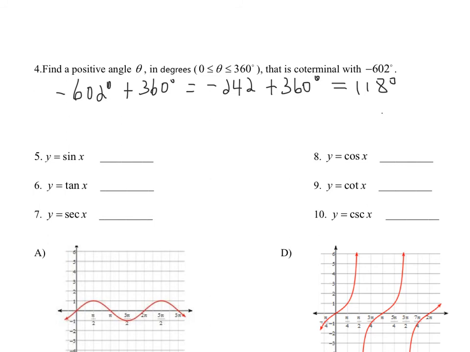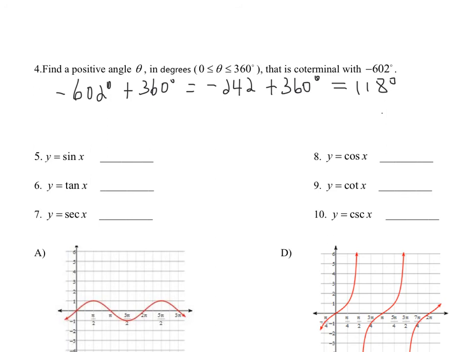Alright, so I added 360 degrees to negative 602, and I got negative 242. Well, that does not meet my restriction of having an angle between 0 and 360. So I have to add 360 again. And this time when I add 360, I get 118 degrees. So 118 degrees is going to be my final answer. So 118 degrees is coterminal with negative 602 degrees, and it fits within my restriction.